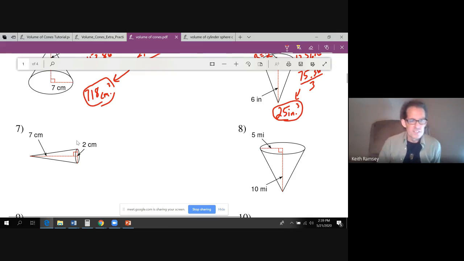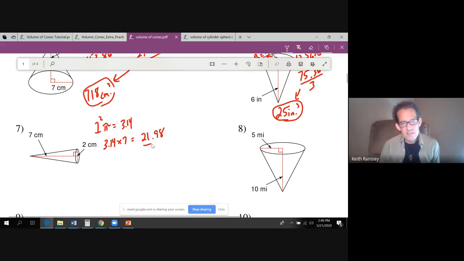Okay, we're hoping you had a chance to look at number 7 and 8. So step 1 is pi r squared. The radius for number 7 looks like it's half of 2, so it would be 1 squared times pi. 1 times 1 is 1, times 3.14 doesn't change. And then I'm going to take that area of the base times the height, which looks like it's 7. So 3.14 times 7 should be 21.98.